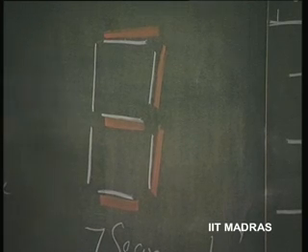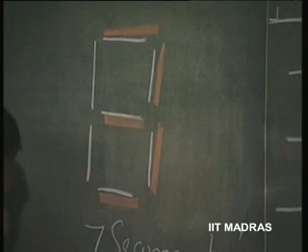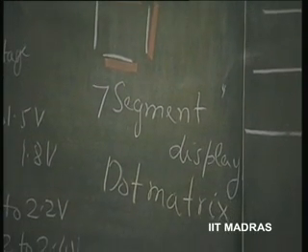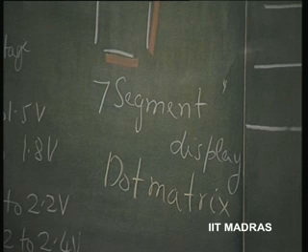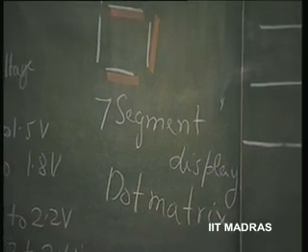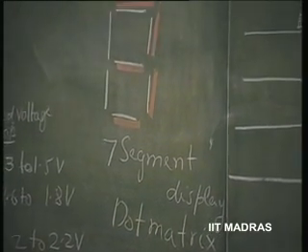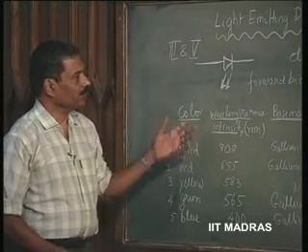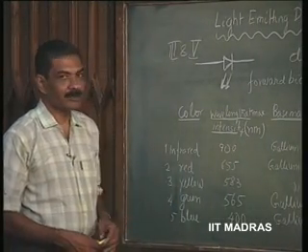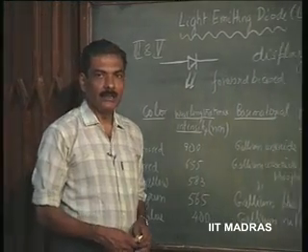Another display is called dot matrix, so that you can get both numbers as well as letters being displayed. So, this is the important application of LED, but slowly these displays are getting replaced by what are called LCDs.